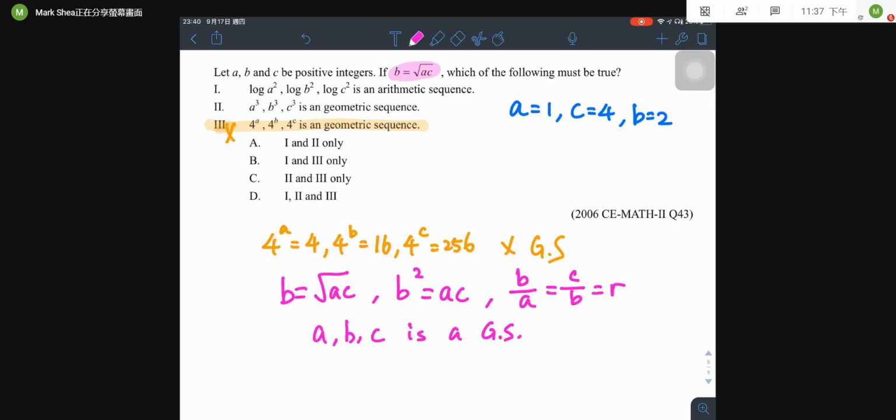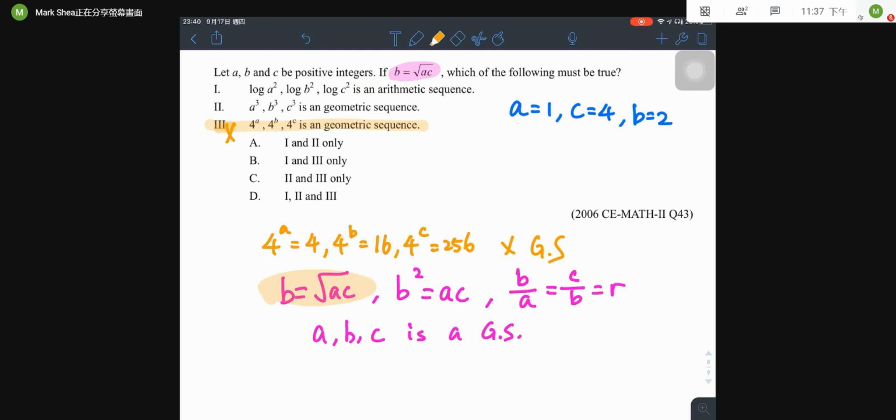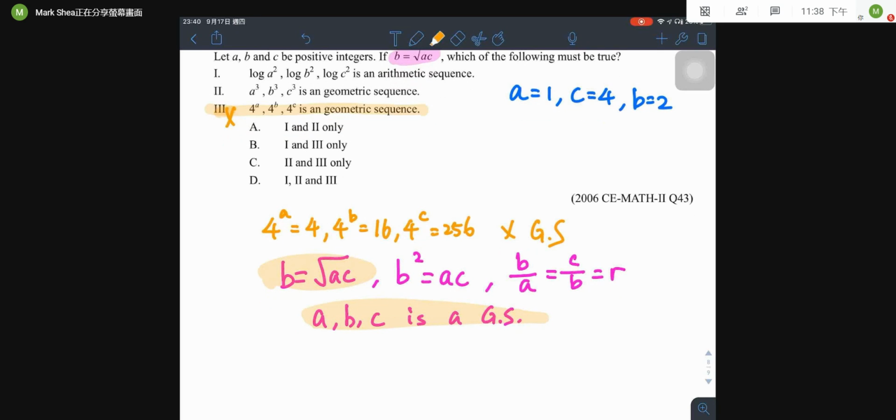So actually, the conclusion is that if B is root AC, then we can say that A, B, C is a GS. Now, by using this property, we can determine 1 and 2. Let me look at option 2 first. Look at option 2 first.